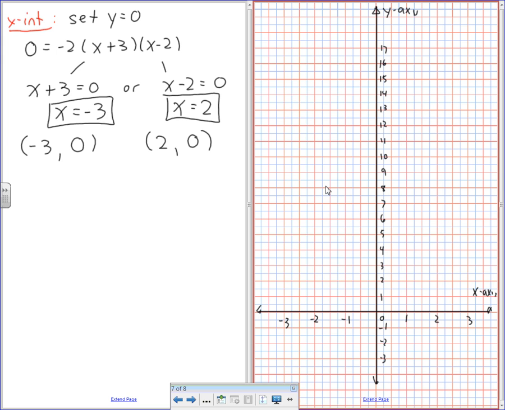I'm going to plot my points as I go here. So 0 and 12 comes first, which is up here. Negative 3 and 0 is over here. And 2 and 0 is over there. So this looks to me like it's going to be a downward-shaped parabola, right? Before I ramble on too quickly, does that make sense so far? Luke's nodding his head. Yes, we're good?